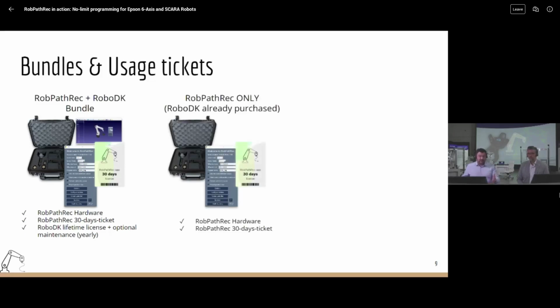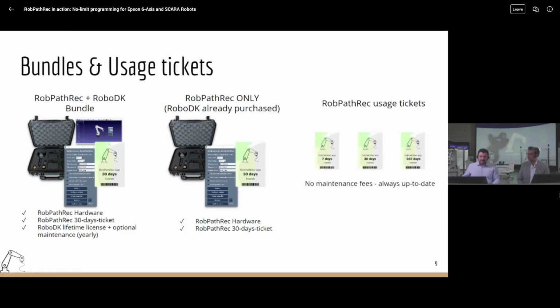So if you are using usage tickets, we offer them for 7 days, 30 days, or 1 year, so 365 days. That means as long as you have a valid license, you can use it on any number of PCs that you have. However, one license can run only on one PC at the same time. So this is clear, but you can install it onto 100 PCs, 1000 PCs, any number you want.